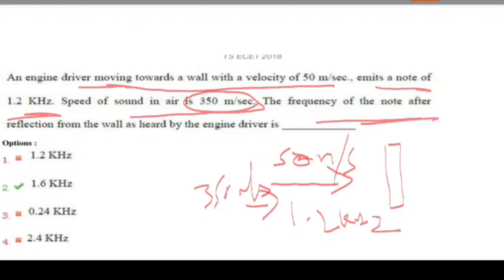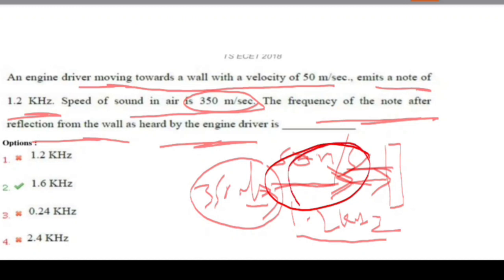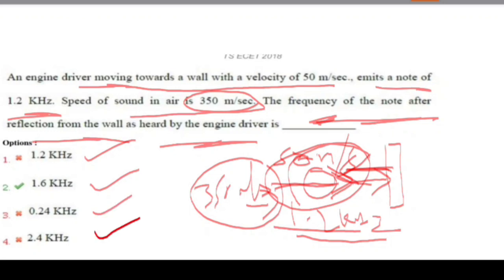The frequency of the note after reflection from the wall, as heard by the engine driver. The driver is moving with a velocity of 50 meter per second, he presses a horn, and that horn sound travels at 350 meter per second in air with a 1.2 kilohertz frequency. If it reflects from this wall and is heard back by the engine driver, what is the frequency? While going towards the wall, the frequency is 1.2 kilohertz. After reflection, what is the frequency of that note to the engine driver? Let's see the options: 1.2 kilohertz, 1.6 kilohertz, 0.24 kilohertz, 2.4 kilohertz.